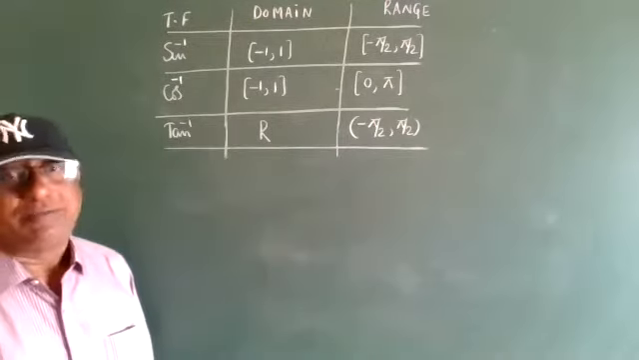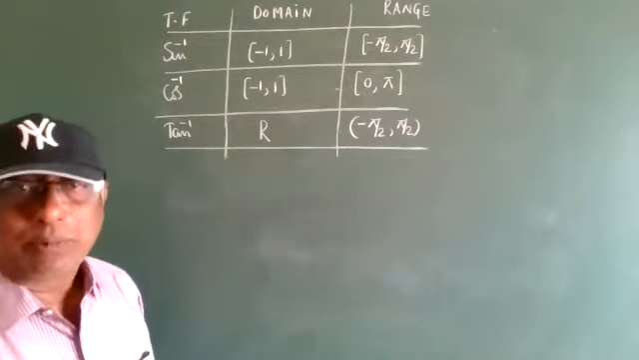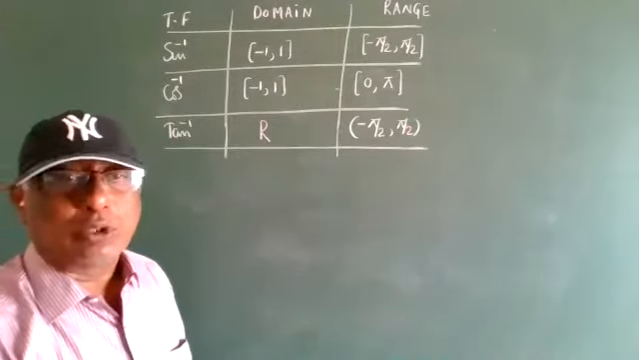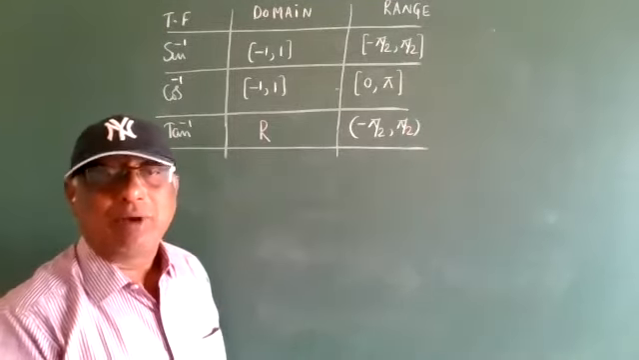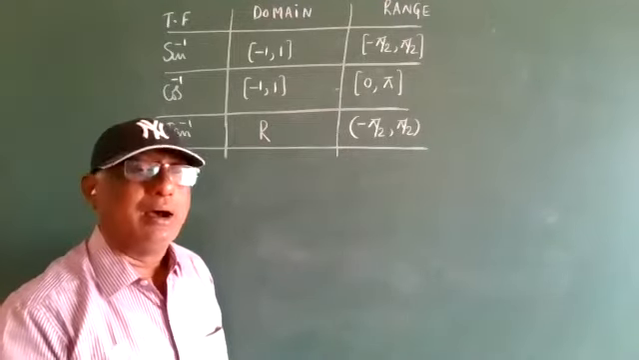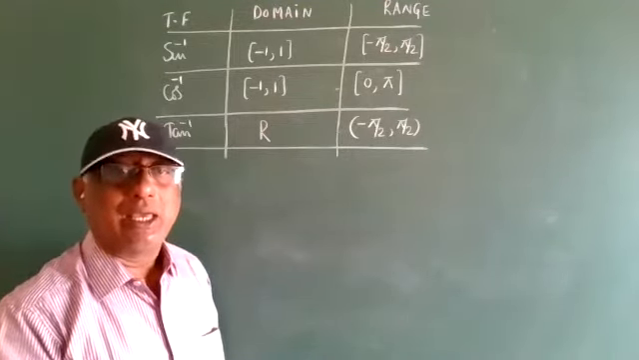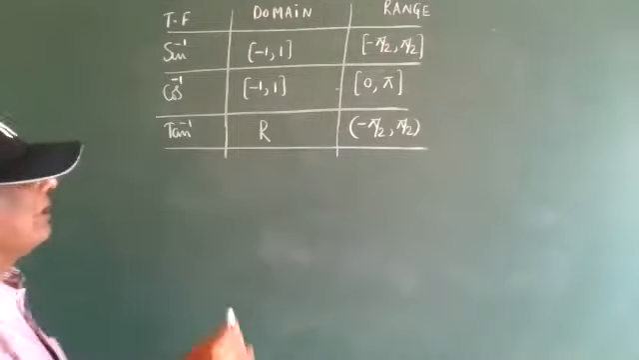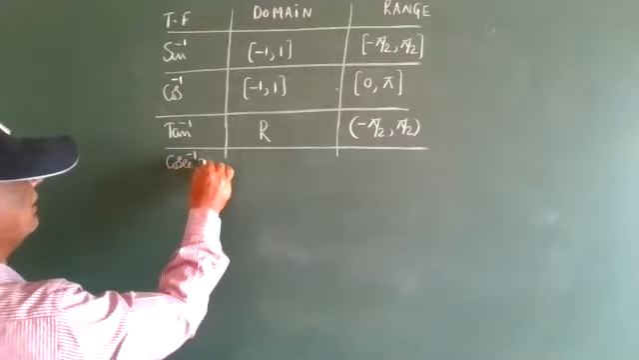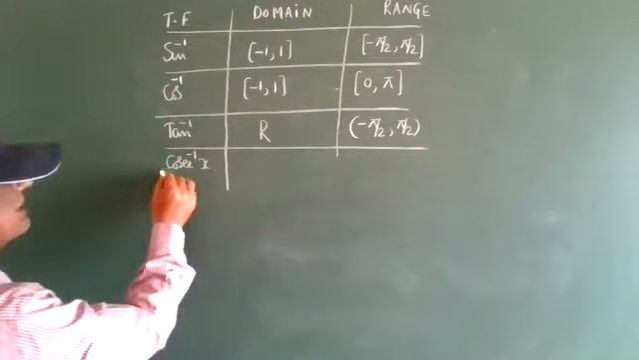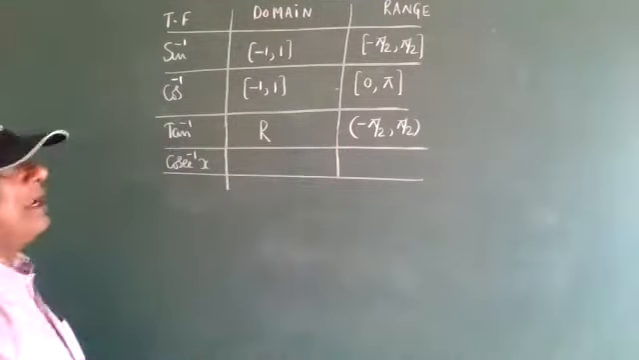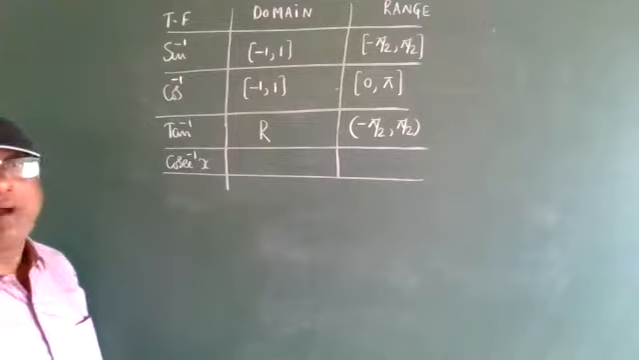These three are sufficient for us for doing the problems, but others also I will write, because anytime an objective question may ask one more question in PU or KSET or in JEE, any chance is there. That's why I will write cosec inverse x. Cosec inverse x is the same values.